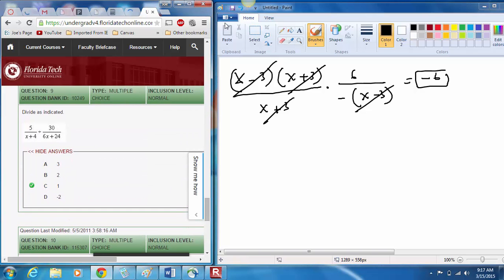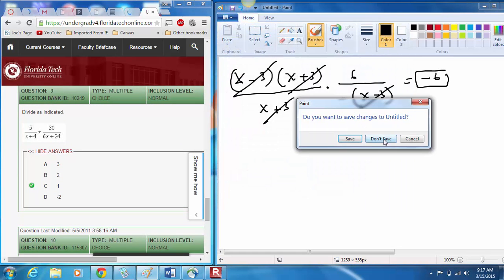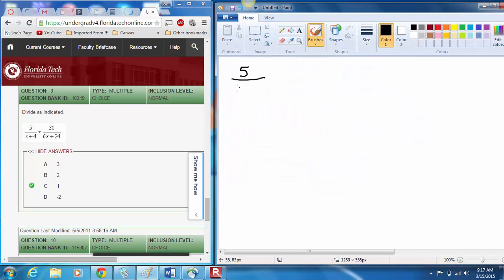Okay, let's try this one. We need to divide. We have 5 over x plus 4. When you divide, you multiply by the reciprocal, so let's go ahead and multiply. And 6x plus 24 can be factored as 6 times x plus 4, and then over 30. Remember that 6x is 6x, 6 times 4 is 24. So division, you multiply by the reciprocal. Now we can simplify before we multiply. X plus 4 cancels, 5 times 6 is 30, and 30 over 30, they cancel. So 1 is the final answer. 30 over 30 is 1.